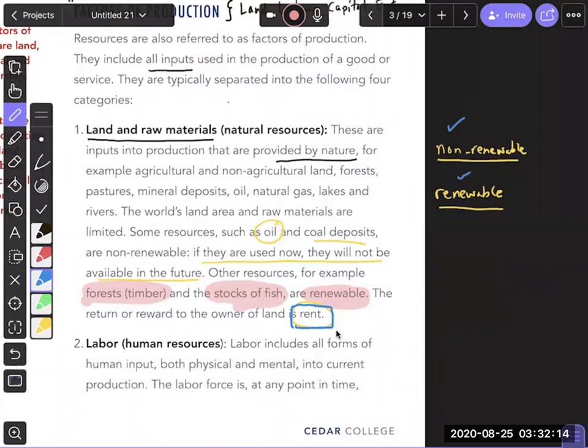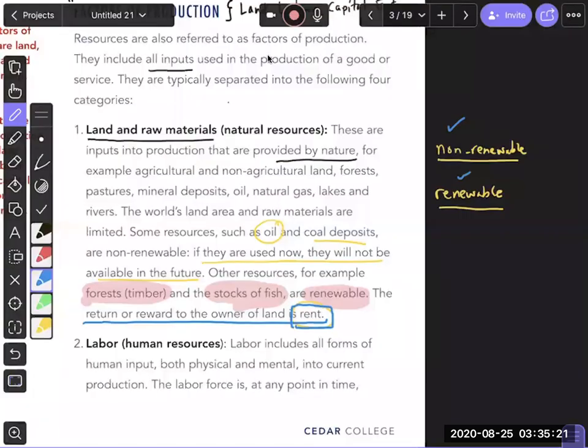And another important point that we talked about is that the reward, or the opportunity cost, to the owner of land is rent. Then comes labor. But before I move on to labor, I want to know if there's anyone who has a question or any comment to add.